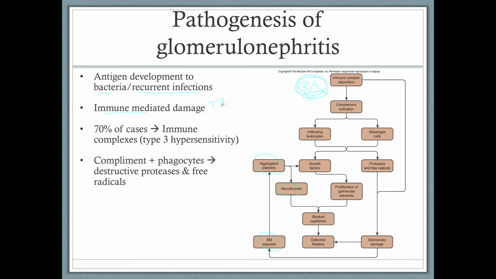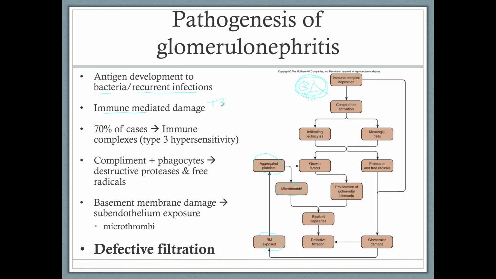And just as I walked you through the complement cascade and phagocytic cells, they activate destructive proteases, you get free radical formation, you expose the basement membrane, and then you damage that area, getting microthrombi and getting, frankly, just really big holes in the capillaries of the glomerulus, which means that now big things can fit through there instead of just water and electrolytes.